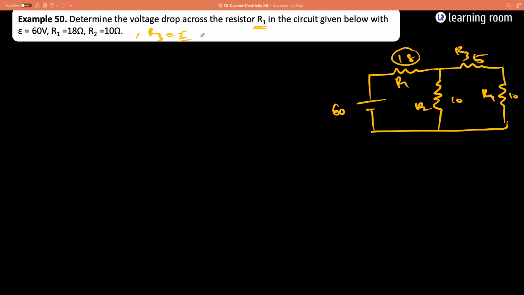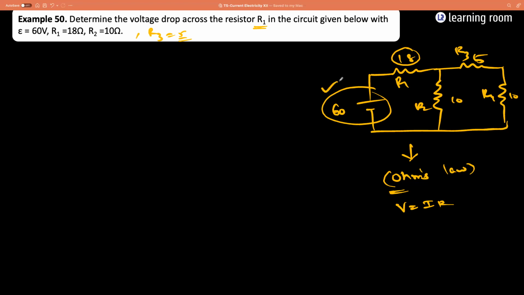Listen to this carefully. When there is only one cell present in the circuit and multiple resistors are there, you can always proceed with that problem using Ohm's law. So what does Ohm's law say? V is equal to IR, correct? So V is 60, and I is the current through the circuit. But when you apply Ohm's law, you need to ensure that the circuit has only one resistor. So I need to find the equivalent resistance of this. Can you find and tell me?